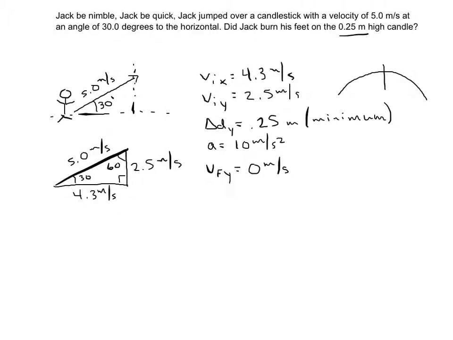That is pretty important because that tells us what equation we want to use. We need an equation that has final velocity, initial velocity, distance, and acceleration, because we know nothing about the time that he's in the air at this point. So we're going to use VF squared equals VI squared plus 2a delta d.